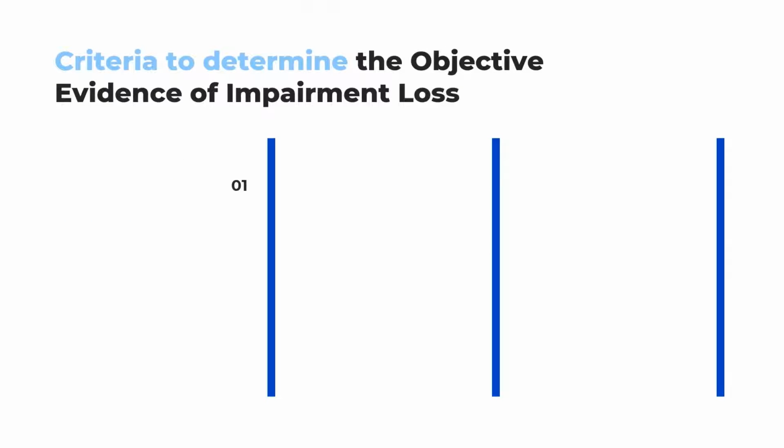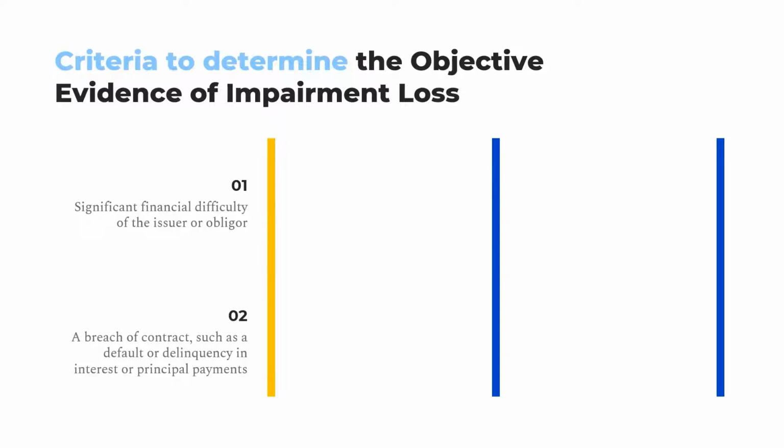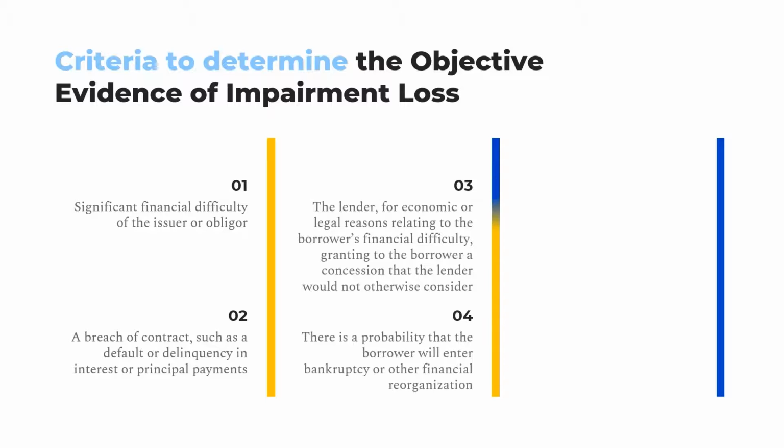There are also several criteria to determine the objective evidence of impairment loss. First, significant financial difficulty of the issuer or obligor. Second, a breach of contract such as default, delinquency in interest or principal payments. Third, the lender, for economic or legal reasons relating to the borrower's financial difficulty, granting to the borrower a concession that the lender would not otherwise consider.